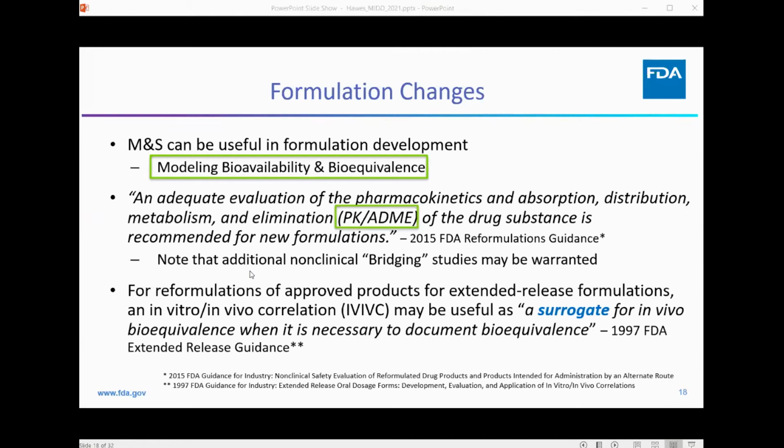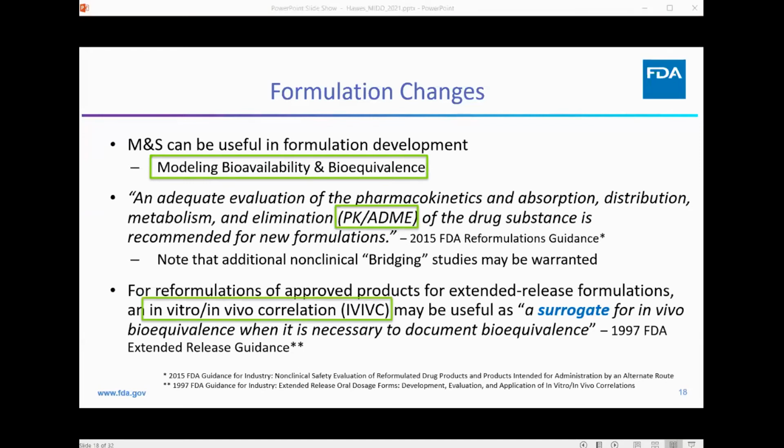The 2015 FDA reformulation guidance states that an adequate evaluation of the pharmacokinetics and absorption, distribution, metabolism, and elimination, PK/ADME, of the drug substance is recommended for new formulations. However, it should be noted that additional non-clinical bridging studies may be warranted. Nevertheless, MNS simulations demonstrating bioavailability and bioequivalence can be useful in justifying the sponsor's position.